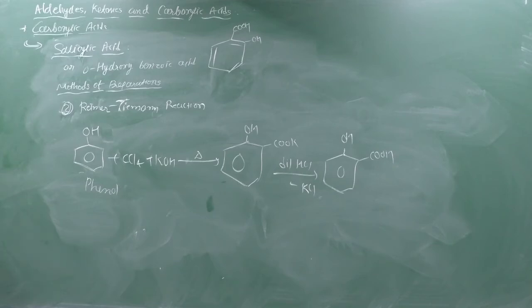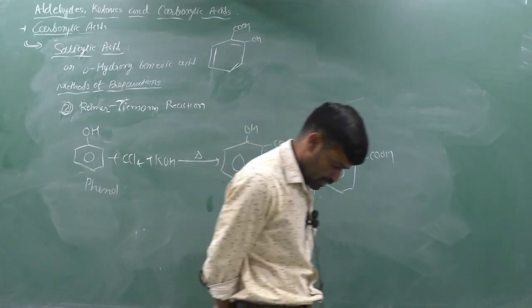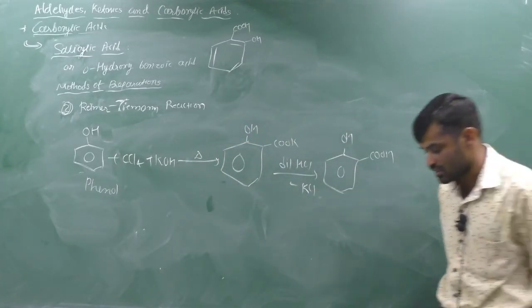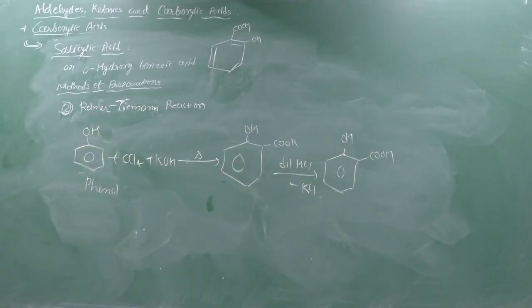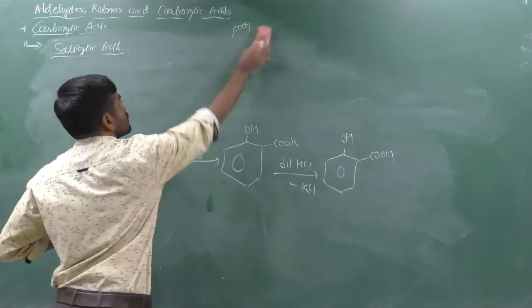It is poisonous in nature and it is used in medicine internally and externally as an antipyretic and antiseptic. It is used in the manufacturing of aspirin. It can be used in medicine. So some chemical reactions given by salicylic acid, which you can see here.